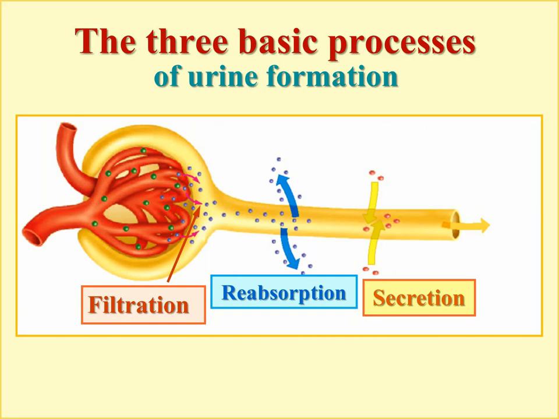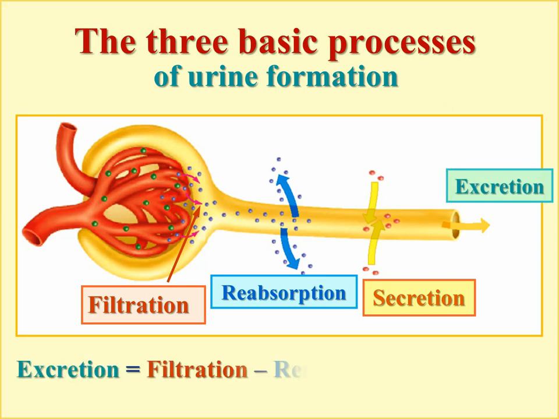This is tubular secretion, kidney secretion, which is not endocrine secretion at all. Finally, what remains in the tubules is excreted. So, as a result, we can express excretion as filtration minus reabsorption plus secretion. Substances which are filtered and not fully reabsorbed, plus substances which are secreted, can be excreted out of the body.